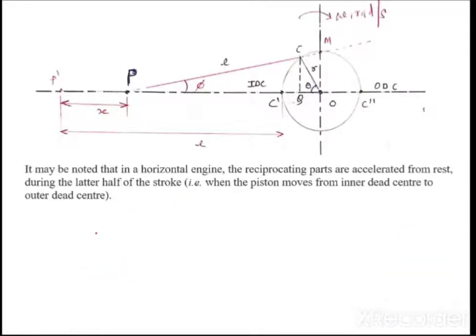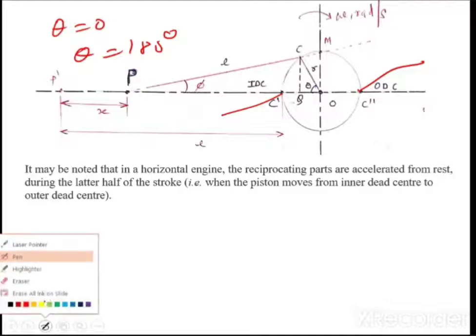Clear? So first you have to understand this diagram, which I have already explained. This is nothing but a slider crank mechanism, SCM. As I said earlier, theta is equal to 0 at IDC, and theta is equal to 180 degrees at ODC, that is outer dead center. So this you know.